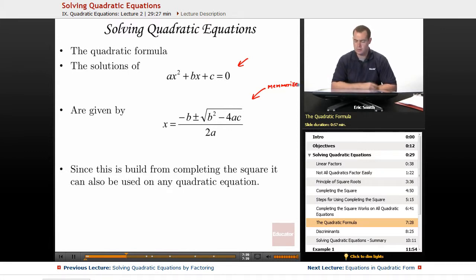Now there is some good news. Even though it's not the prettiest looking formula, it's built directly from completing the square. And completing the square works on any quadratic, so you may also use this on any quadratic equation. It really makes it extremely powerful for solving a lot of those quadratic equations. Alright, so now that we have some more tools under our belt, let's take a look at using some of these new techniques.